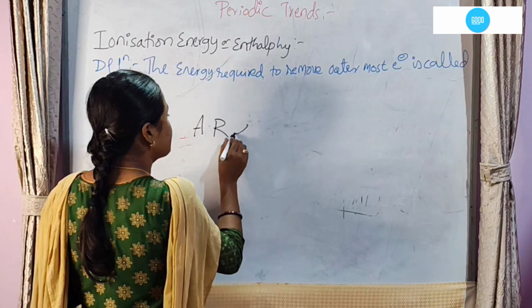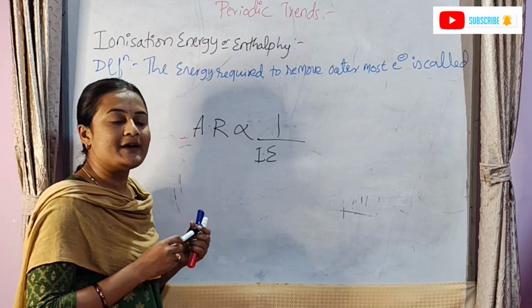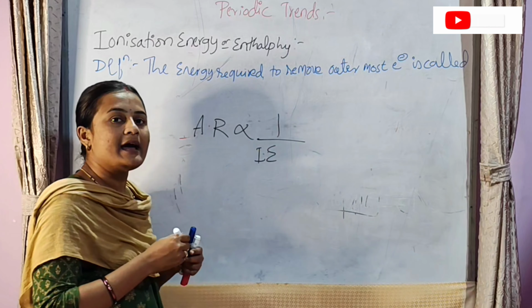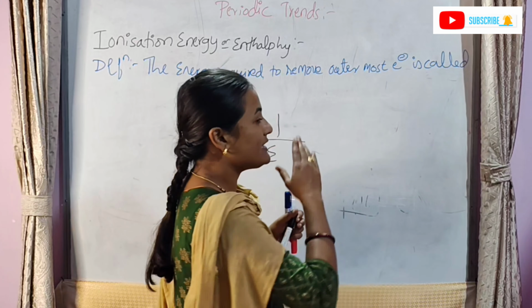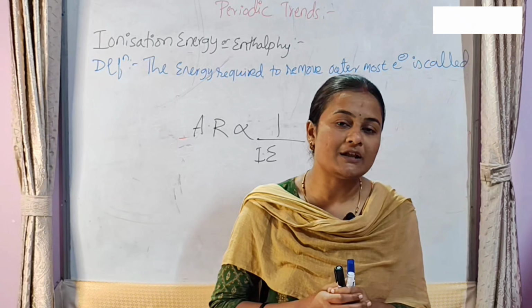Atomic radii is inversely proportional to ionization energy. Top to bottom, ionization energy decreases because atomic radii increases. Across the period, atomic radii decreases, ionization energy increases. This is about atomic radii. That is the second periodic trend.